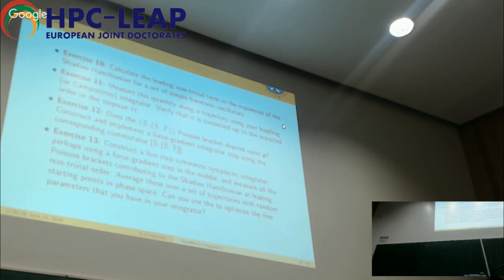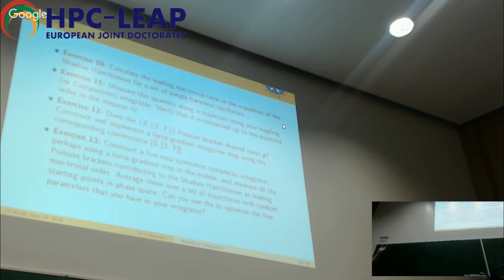So you put some free parameters in the various relative step sizes while maintaining the symmetry. And maybe you could use your force gradient step. You can always put a force gradient step in the middle without loss of generality here for a 5-step integrator at least. And measure all the Poisson brackets that contribute to the shadow Hamiltonian for this 5-step integrator.